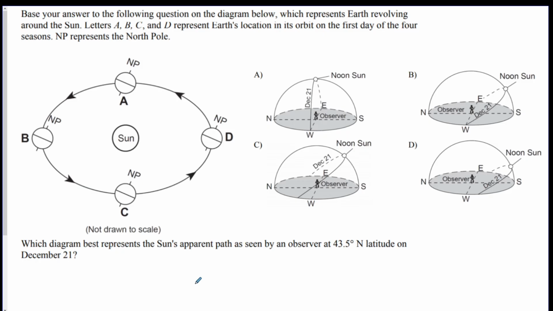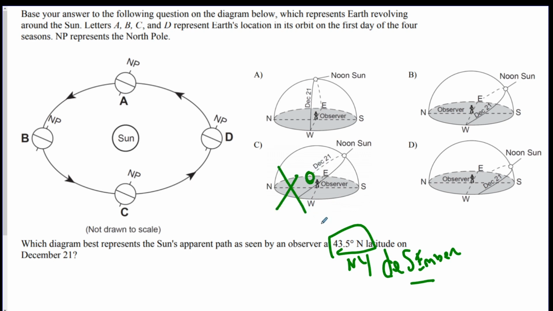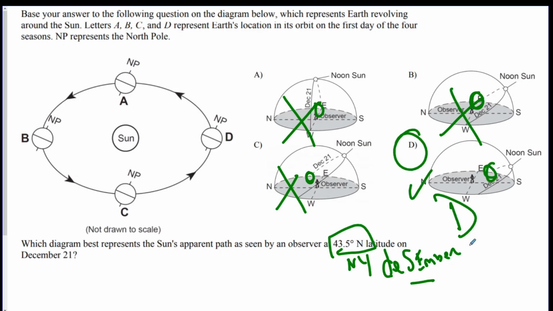Which diagram represents the path seen by an observer at 43.5 degrees latitude north on December 21st? This is very close to New York. So on December 21st, the sun is going to rise in the southeast. So find the one that rises in the southeast. This rises in the northeast, so this is out. This rises directly east, so this is out. This rises directly east, this is out. This rises southeast, yay! And it's low in the sky, which means you're going to get a shorter day, and it's cold, because of low angle of insolation.